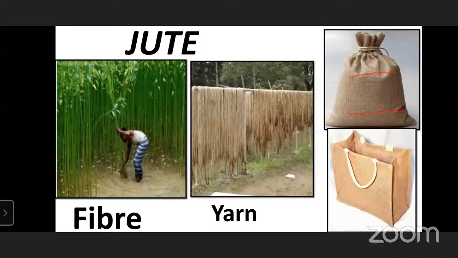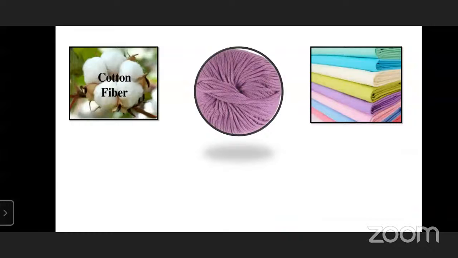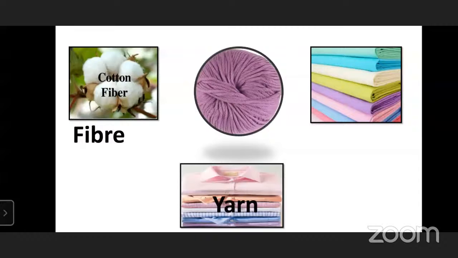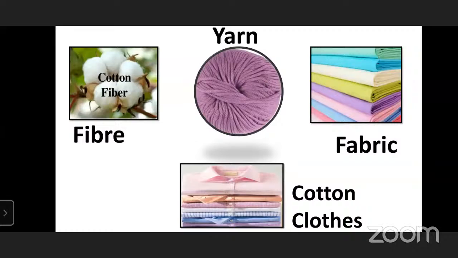Next. Now, children, you have to tell me the process, right? Come on, tell me. First of all, what we will get? Who will tell me? Cotton fiber, then yarn, then fabric, then cloth. Very good. Fiber, then yarn, then fabric, and then cloth. Very good. So this is the process of making cotton clothes. Very good answer. So children, you don't have to forget. Keep remember it. Fiber, yarn, fabric, and then at the end we'll get the cloth.